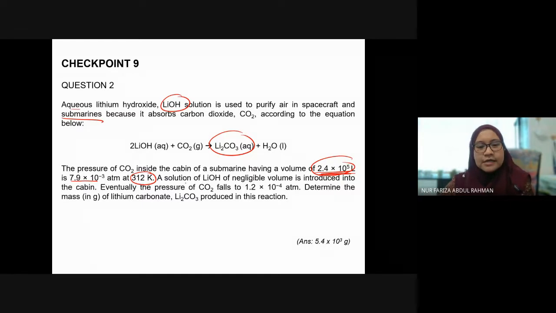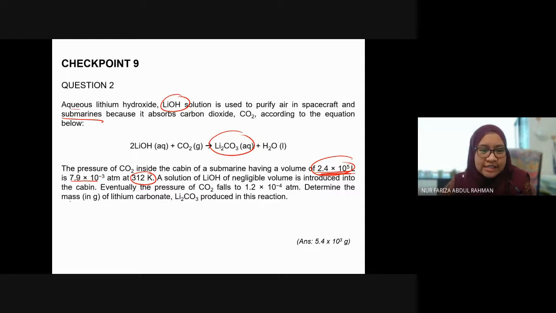Alright. A solution of lithium hydroxide of negligible volume is introduced into the cabin. So the volume does not concern us because we want to deal with the carbon dioxide. That's why they don't give the volume of lithium hydroxide. It's not needed, and even if they gave it, we wouldn't use it. Eventually the pressure of CO2 falls to 1.2 times 10 to the power of -4 atm.